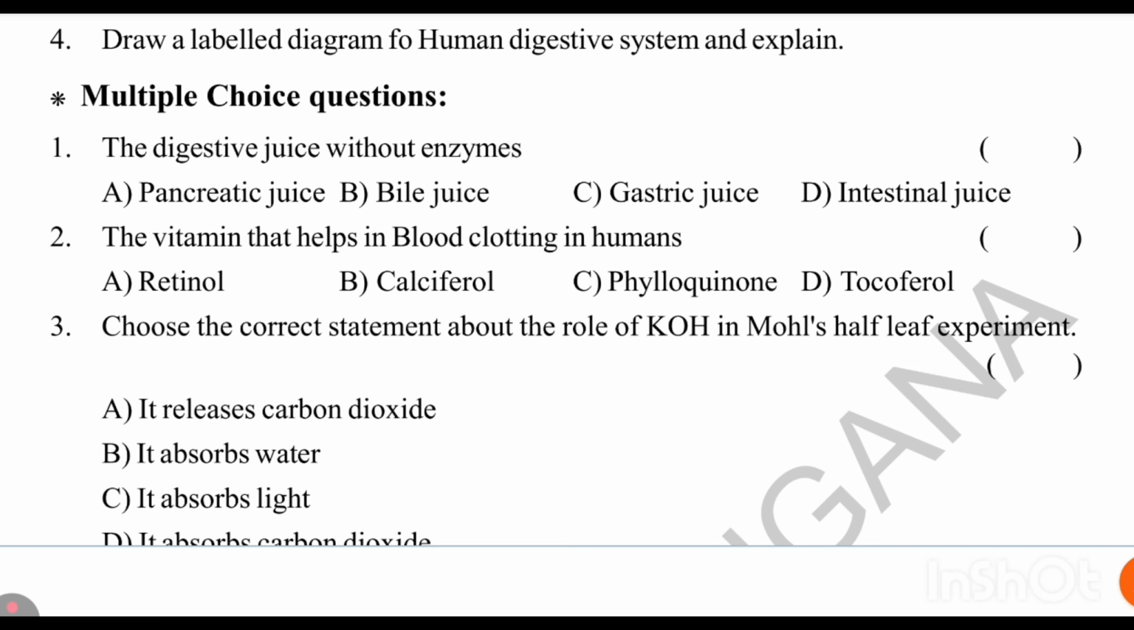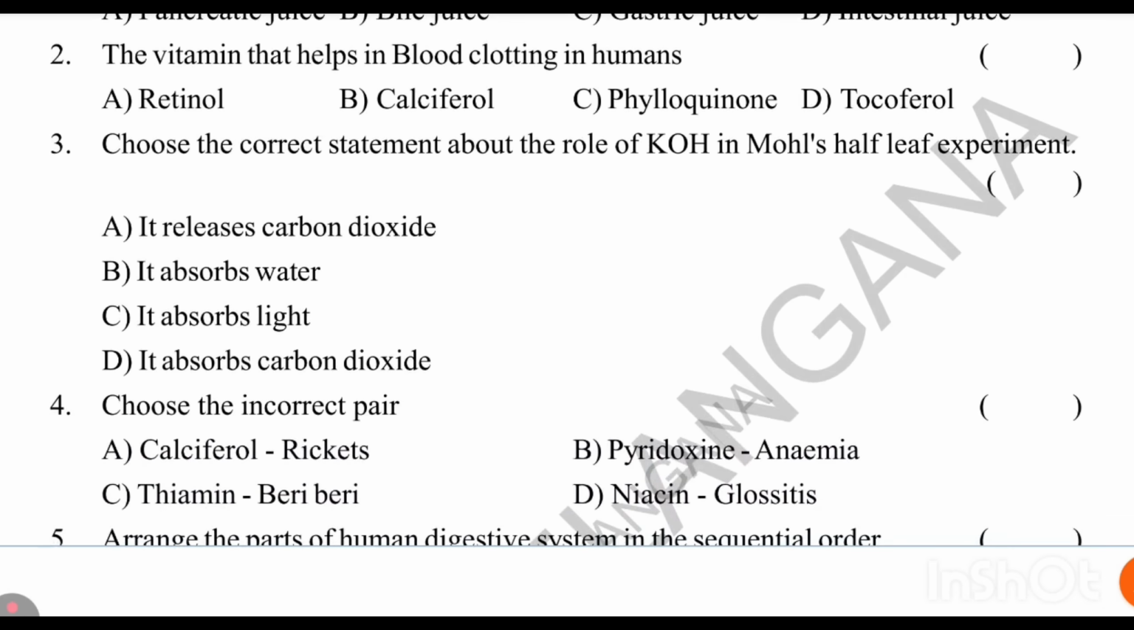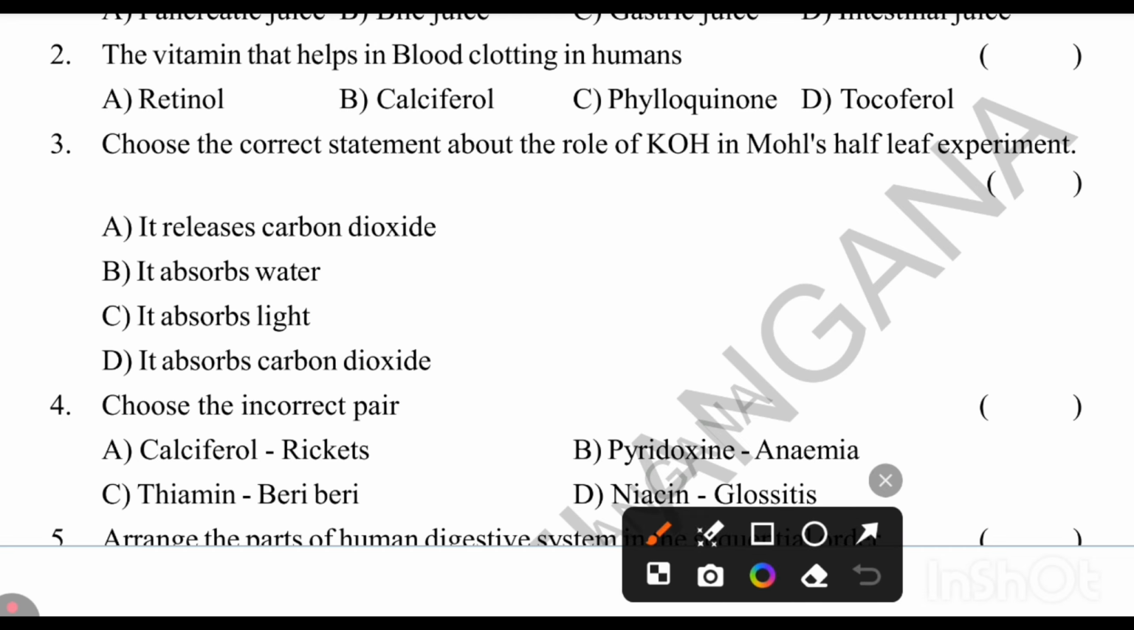Next question. Choose the correct statement about the role of potassium hydroxide in Moll's half-leaf experiment. This experiment is related to the importance of carbon dioxide gas in photosynthesis. The right option is that it absorbs carbon dioxide gas present in the glass bottle. That is the third question, and the option is D.